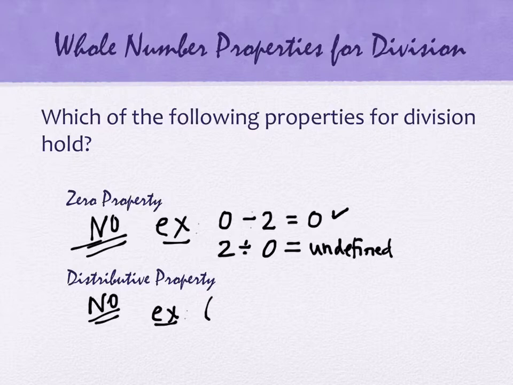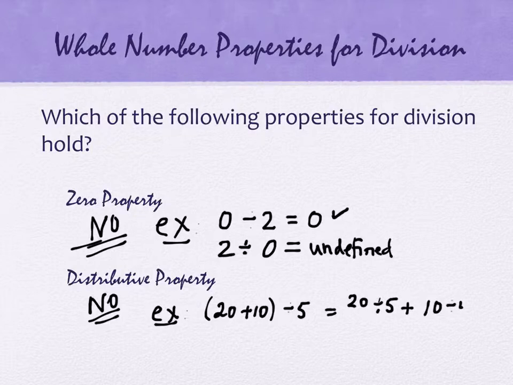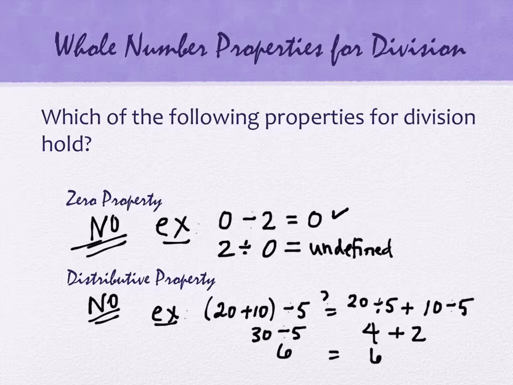So if I did an example, let's actually do 20 plus 10, and we'll divide by 5. So what we'd actually like to be able to say is that this is the same as 20 divided by 5 plus 10 divided by 5. So let's check this out and see if it works. So 20 plus 10, of course, is 30, and 30 divided by 5 is 6. So that's the left-hand side. On the right-hand side, 20 divided by 5 is 4, plus 10 divided by 5 is 2, and this is 6. So, like, this works, and that's awesome.